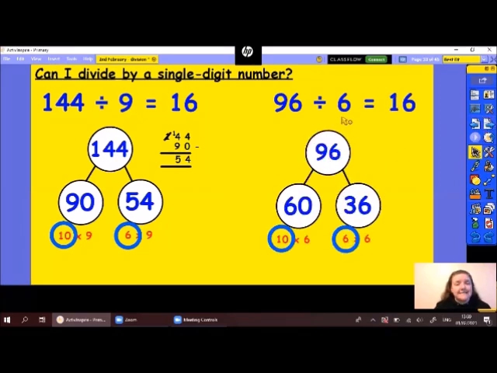I know that 10 6s are 60, so I can put that here, which is 10 6s. And I've got 36 left, which is 6 times 6. So I've got 10 lots and 6 lots, which go together to make 16. So there you go, both calculations had exactly the same answer.